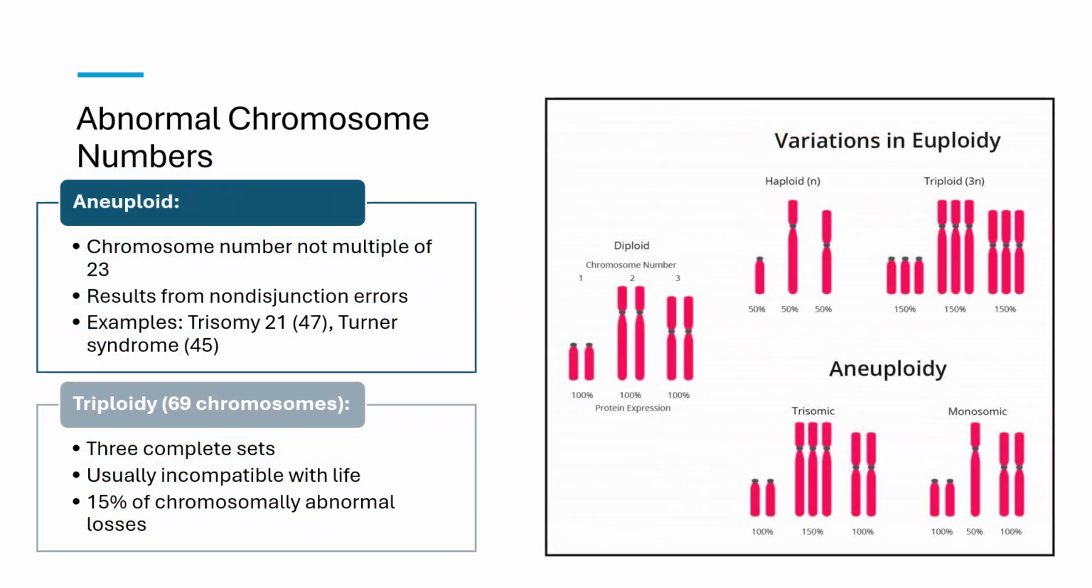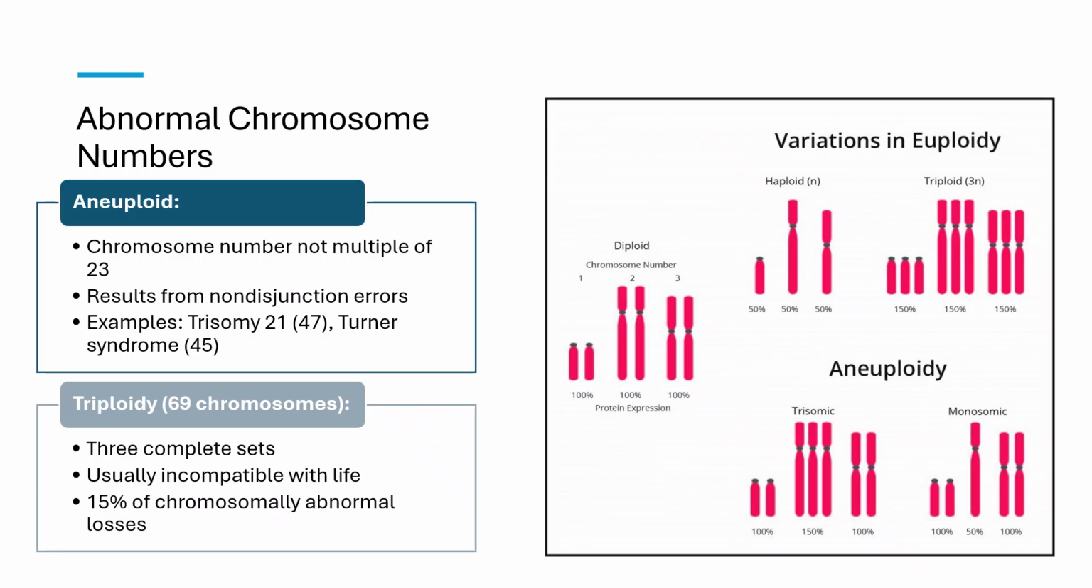Aneuploidy represents any chromosome count that isn't a multiple of 23, the most common chromosomal abnormality we encounter in the NICU. Rather than the normal 46 chromosomes, aneuploid cells might have 45, 47, or other non-multiple counts. The mechanism behind most aneuploidy involves nondisjunction, where chromosomes fail to separate properly during meiosis.